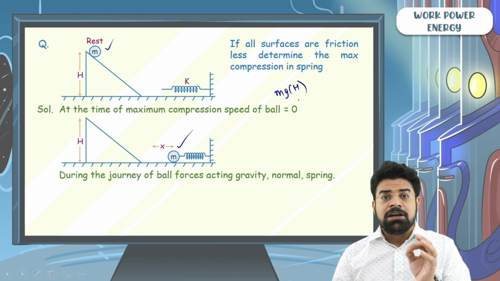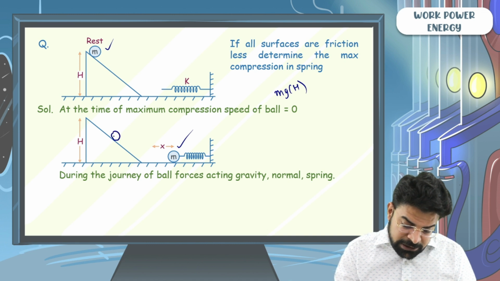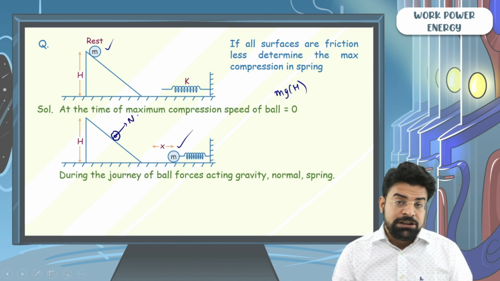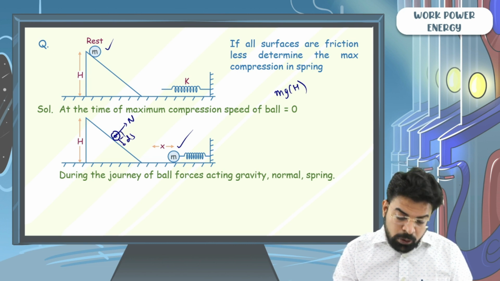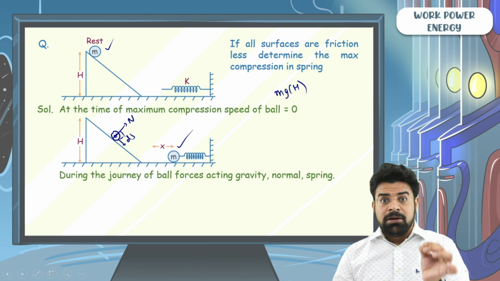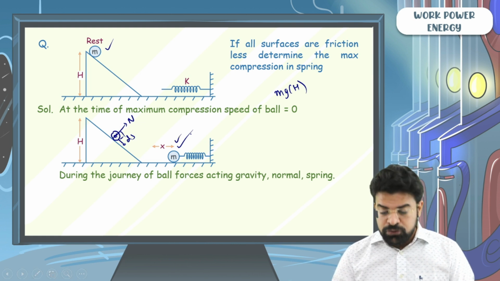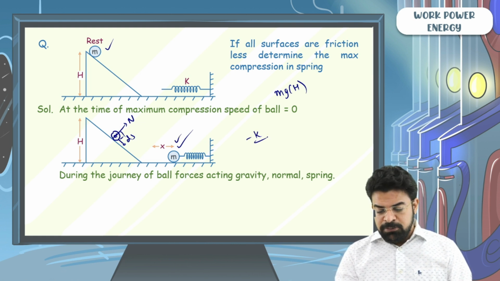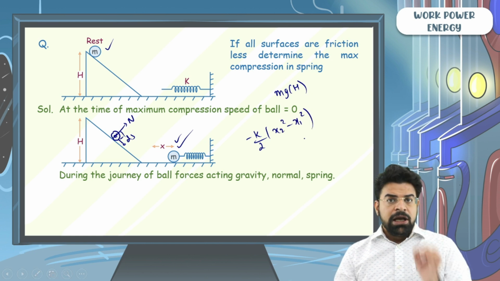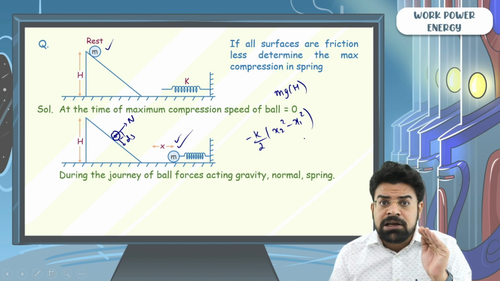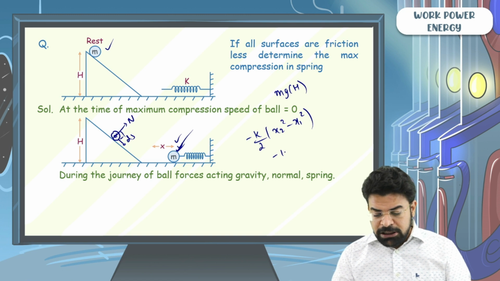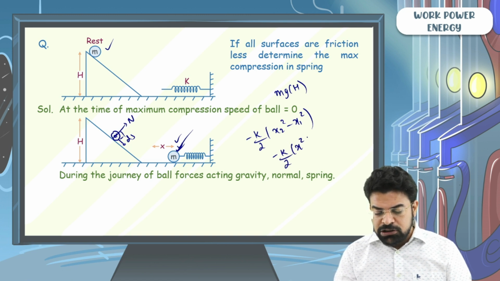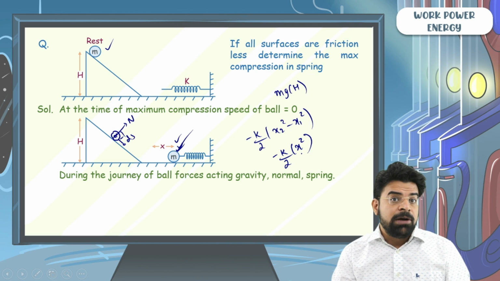What will be the work done by normal? Sir, when one surface is fixed, the work done by normal is 0 because the force and displacement are perpendicular. And the work done by spring will be equal to, sir, minus k by 2 into final deformation square minus initial deformation square. Here, initially there is no deformation in the spring, but finally we have taken a deformation x. So the work done by spring is minus k by 2 into x square minus 0 square, that becomes minus k by 2 x square.